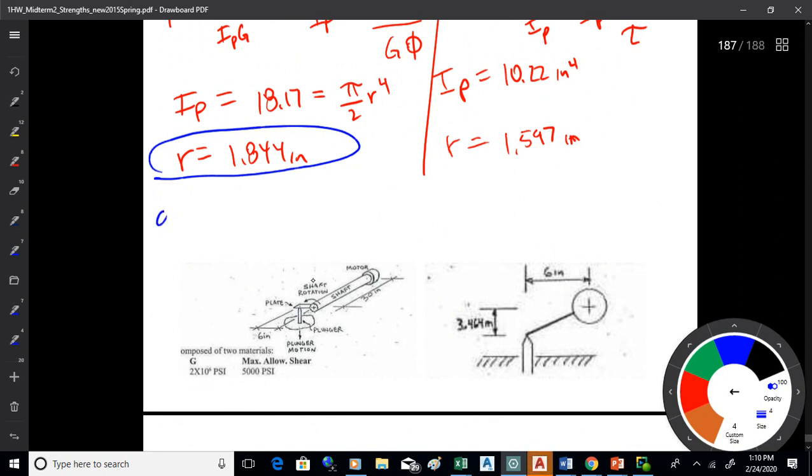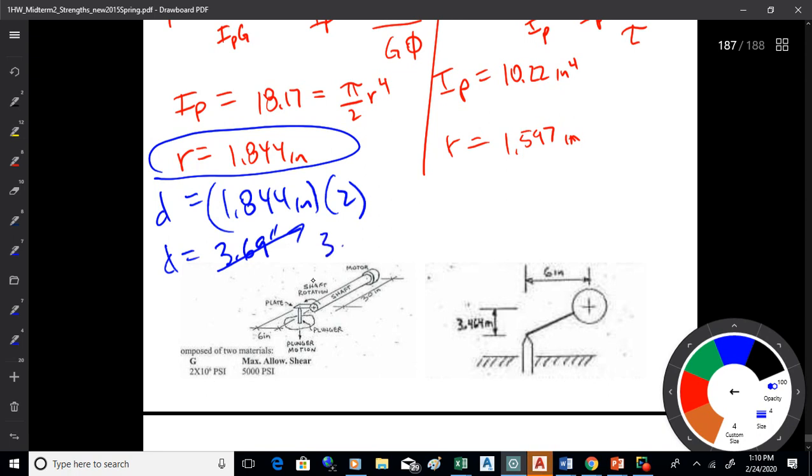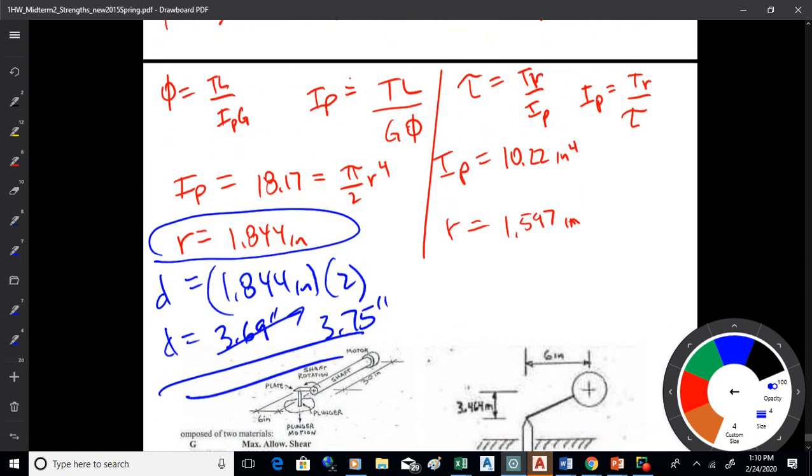Now what you want to do to get the required diameter is double that. So you want to take the 1.844 inches times 2. So we got 1.844 times 2. It's 3.69 basically. You got to round to the nearest quarter inch, so that's 3.75 inches. So there's the first diameter, okay? And what you're doing there is you're running both sets of numbers, solving for the radius for both, okay?